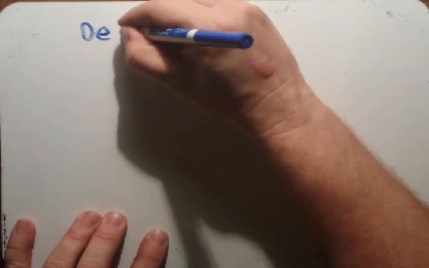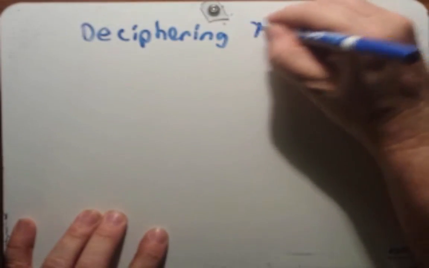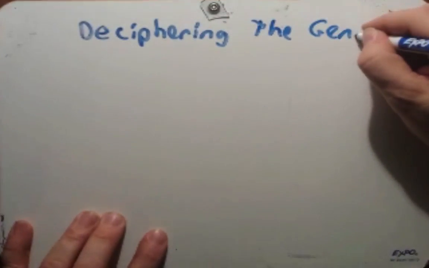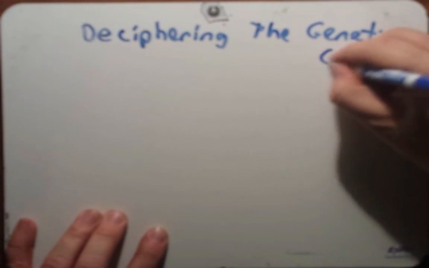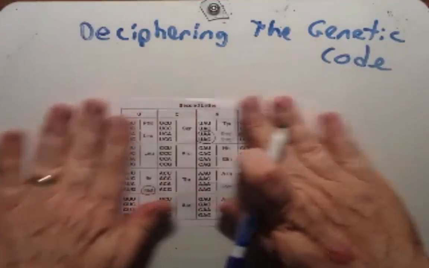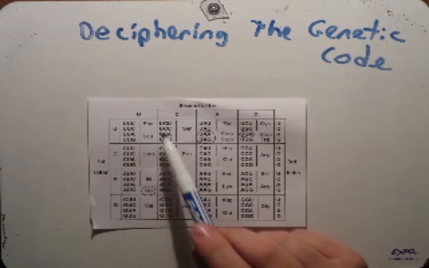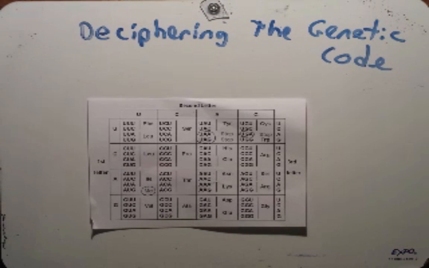So, deciphering the genetic code. Remember, we had spoken about the genetic code before, which looked something like this, and how that would predict the amino acids being coded for. But how did they go about determining that these various codons coded specifically for a particular amino acid? So let's talk a little bit about that.